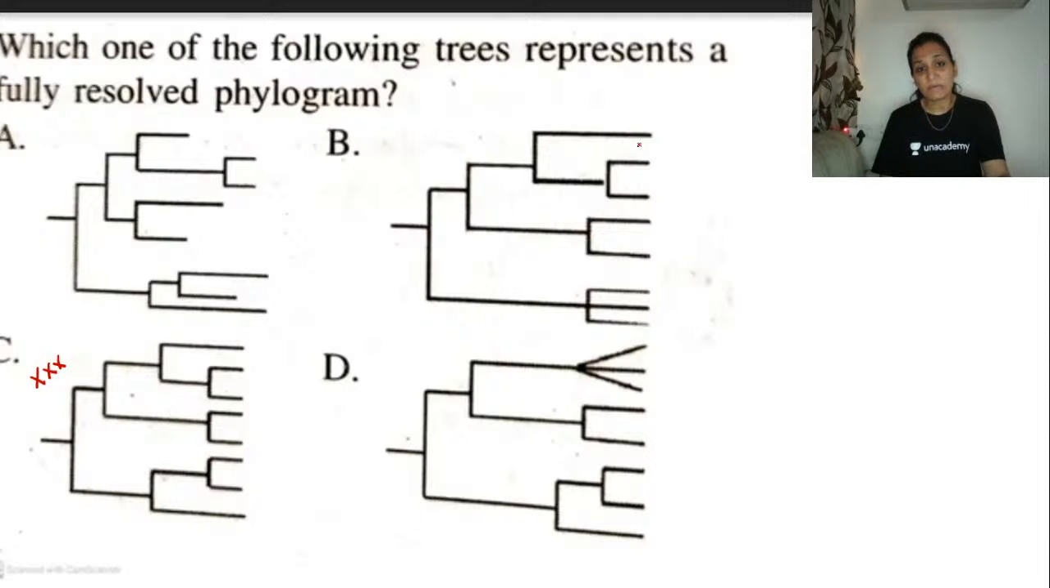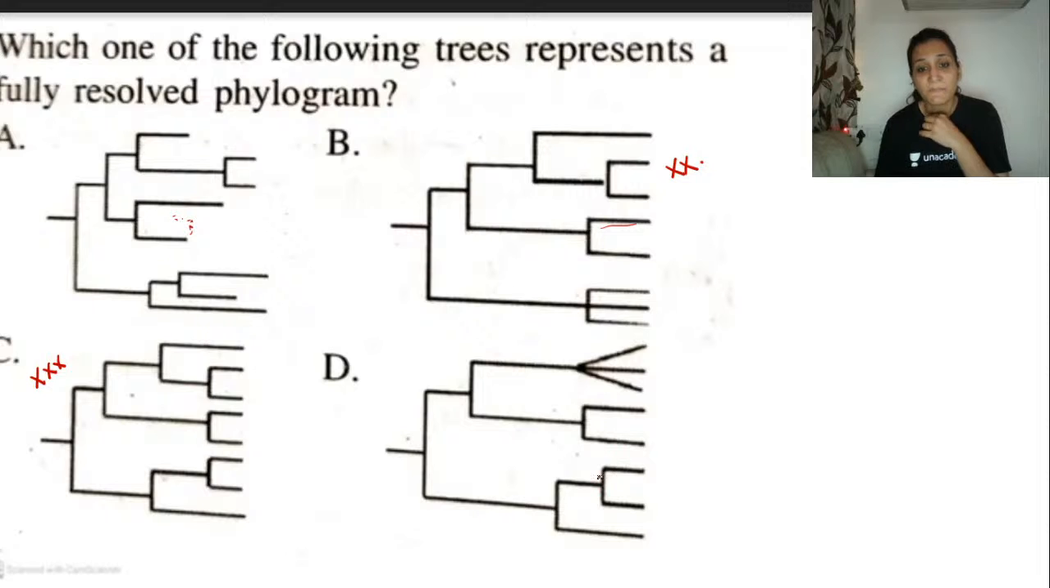And if you are seeing B, here also the length is not varying much. See this and this, and if you compare this line from here, it is giving you a clear picture of which one came previous and which one came after. So B is also not correct. Now the option would be between A and D.